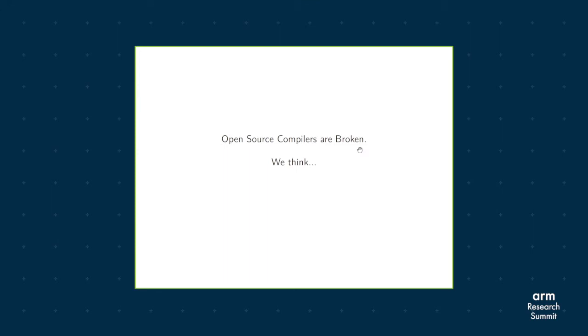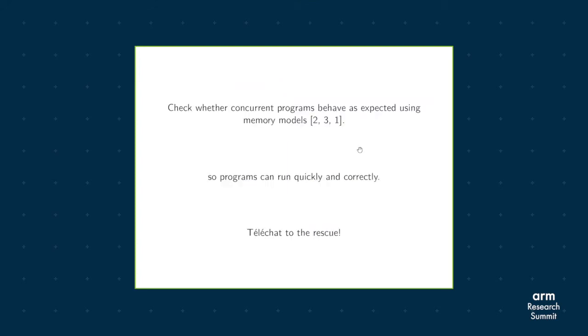programs allowed by the relaxed ARM memory model. With ARM's advent into the server market, it has never been more important that our compilers handle concurrent programs. These programs must run both quickly and correctly. By checking whether the source and compiled target programs behave as expected under the source and target memory models, we can take a step to ensure that our programs run both quickly and correctly.